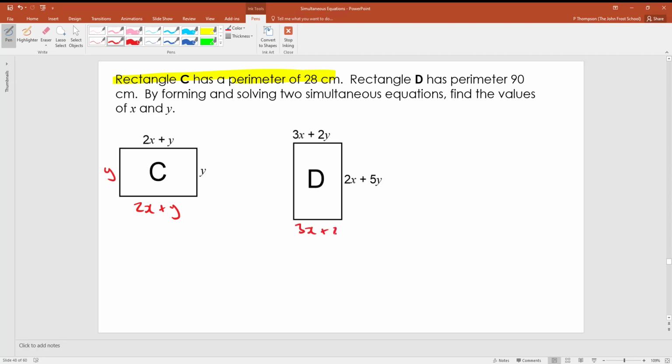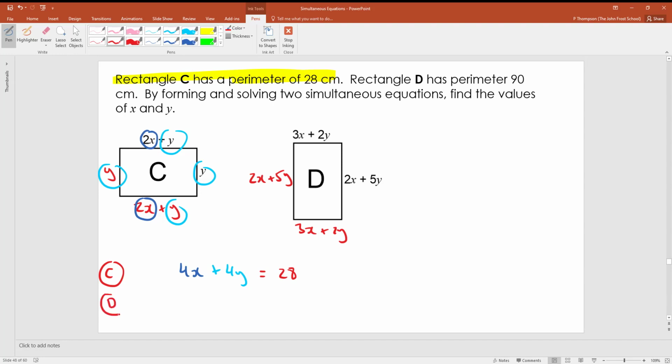D is also a rectangle. So you've got two pairs of matching sides. Remember, perimeter means add up the sides. So if you look at shape C, if you add up all these sides, it must equal 28. But if you add these sides up, think about the x's first of all. You've got 2 x's and 2 more x's. That'll be 4 x's there. And think about the y's. Well, you've got 1, 2, 3, 4. That looks familiar to me.